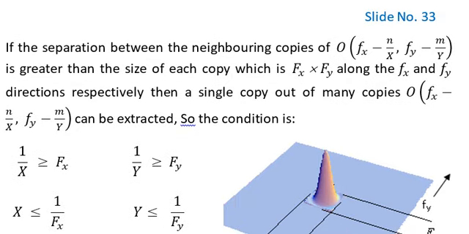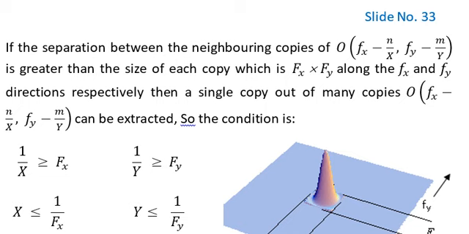If the separation between the neighboring copies of O, centered at fx is equal to 1 over x and fy is equal to 1 over y, is greater than the size of each copy, so let's assume that the size of each copy is capital Fx multiplied by capital Fy along the fx and fy direction respectively, then a single copy out of the many copies can be extracted. So the condition is that.